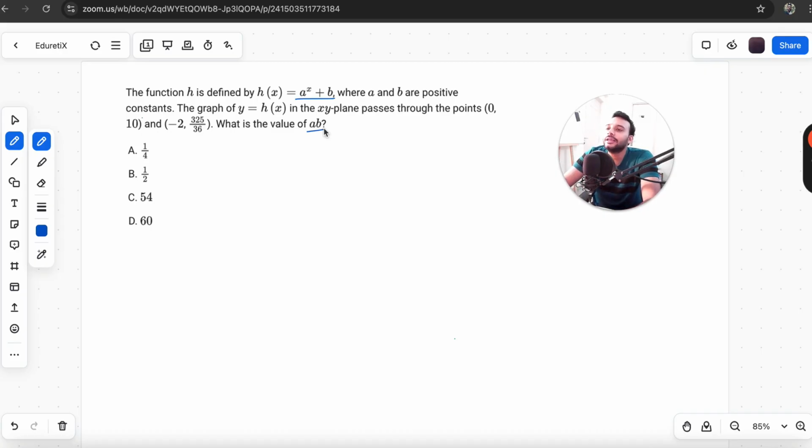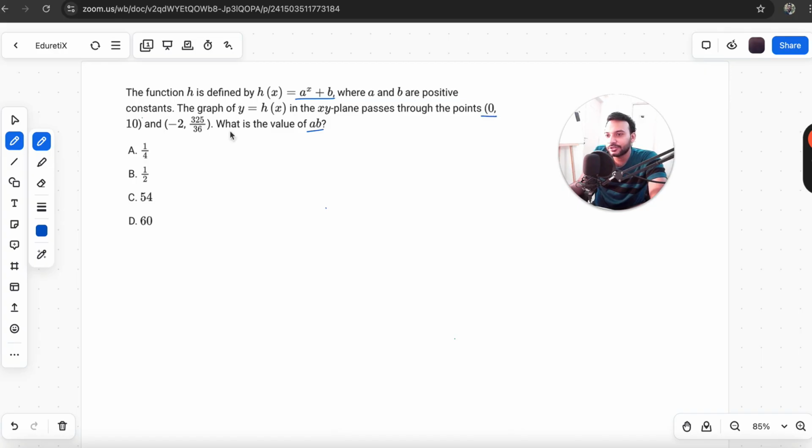Okay, does this look like a question which can be done using Desmos? It may not be evident straight away, but you can try a combination of it. It's actually a difficult question, this one. Let's say h of x is equal to a raised by x plus b. We'll make use of a combination of Desmos and manual problem solving.